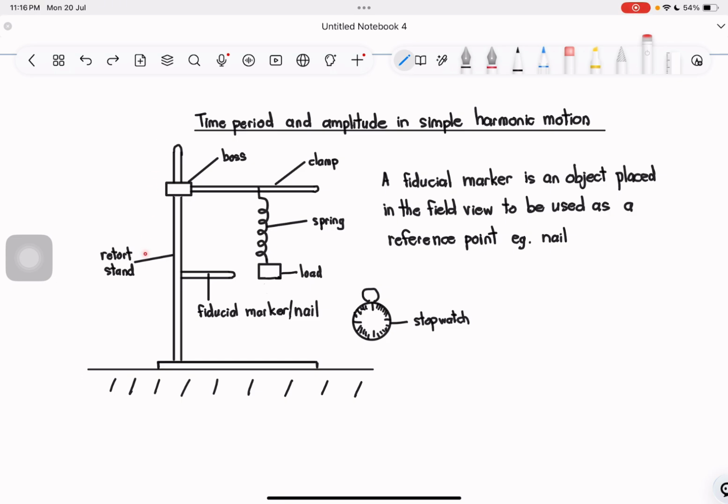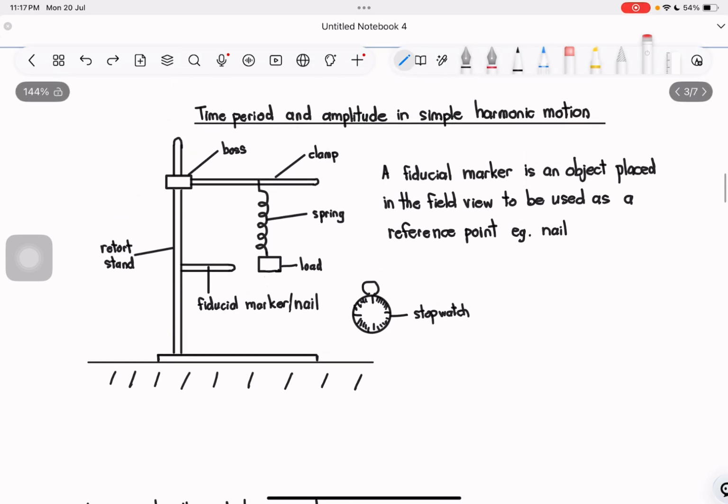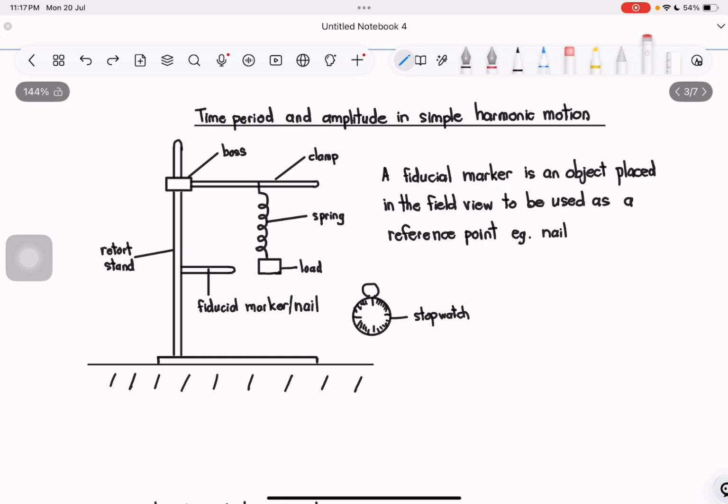So we are using a retort stand over here, and you can notice a spring is attached to a load, and we are also using a stopwatch to record the time of oscillation. Notice that over here we are using the fiducial marker, which is essentially a marker to be used as a reference point. In this experiment, I'll be using the nail as my fiducial marker.